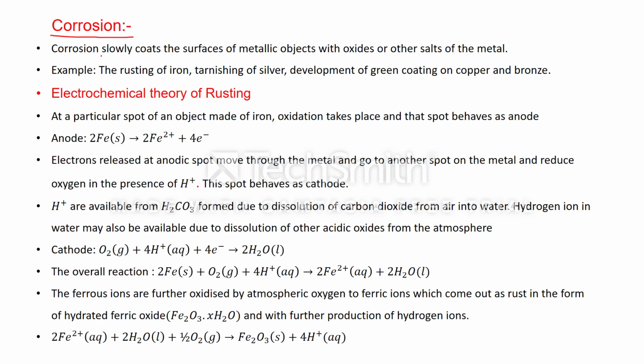What happens in corrosion? Corrosion slowly coats the surfaces of metallic objects with oxides or other salts of metal. Clear? Simply, we can say it is the wasting away of metals in the presence of moist air. This is called corrosion. Common examples are rusting of iron, which you are familiar with, tarnishing of silver, where the shining appearance of silver becomes black, and development of a green coating on copper and bronze. These are some examples of corrosion.